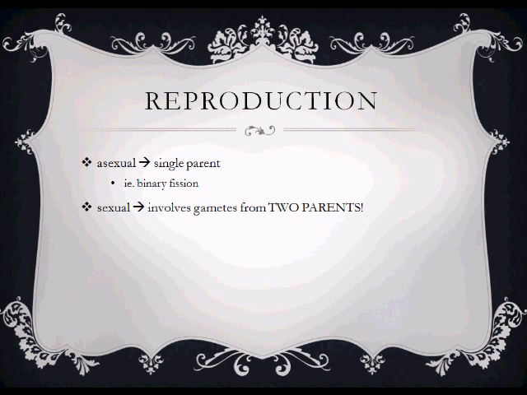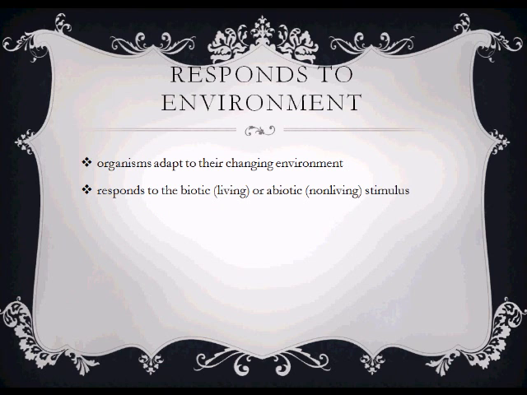Cells reproduce through asexual and sexual reproduction. Asexual is a single parent. Well, you can think of it as a single parent. It pretty much is a bunch of meiosis processes repeating themselves. For example, binary fission in bacteria. Sexual reproduction involves the gametes from 2 parents, and that is very important. Living things respond to an environment, so organisms adapt to their changing environments and respond to the biotic living things and the abiotic non-living stimulus.